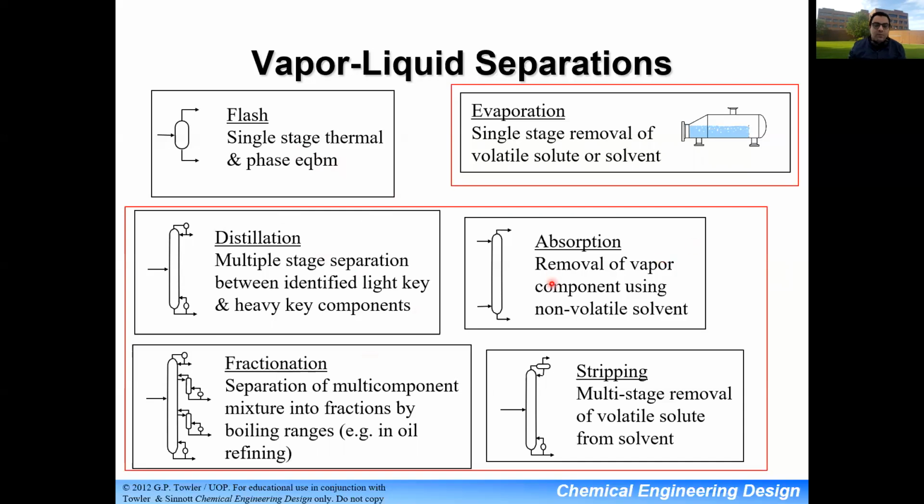Absorption, so you could use absorption and stripping for vapor-liquid separations as well. Fractionation is like a distillation, but it's used primarily in oil refining, and fractionation is just a very complex distillation column with a bunch of smaller distillation columns hanging by its side, right? And it's used for vapor-liquid separation as well, mostly in oil refining and crude oil treatment and stuff like that.